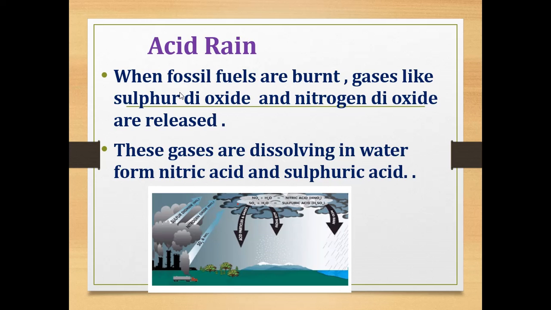So these gases such as sulfur dioxide, nitrogen dioxide, or from burning fossil fuels, are released in the atmosphere, and when released, these gases mix with the rainwater and form harmful acids such as nitric acid and sulfuric acid, which result in acid rain.